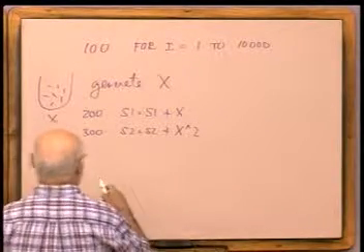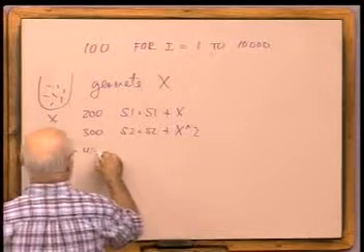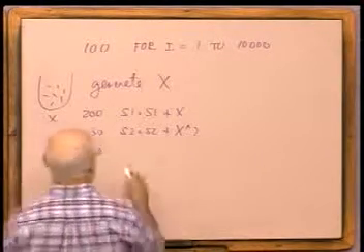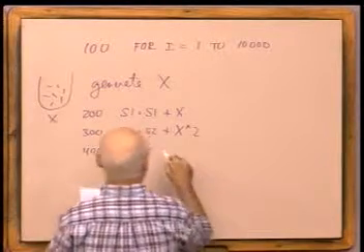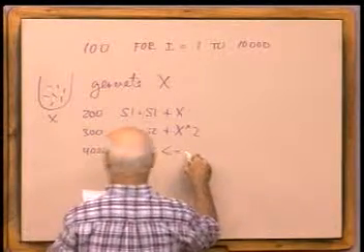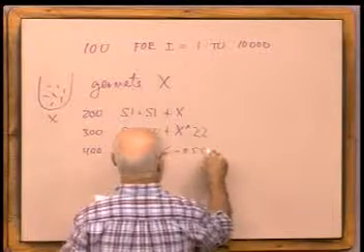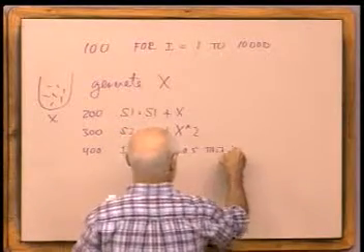Then statement number 400. Okay, so 400 says, if x is less than or equal to 0.5, then count it.